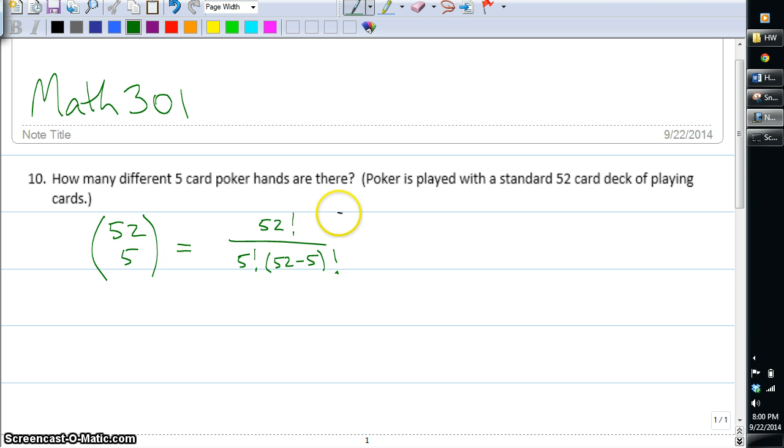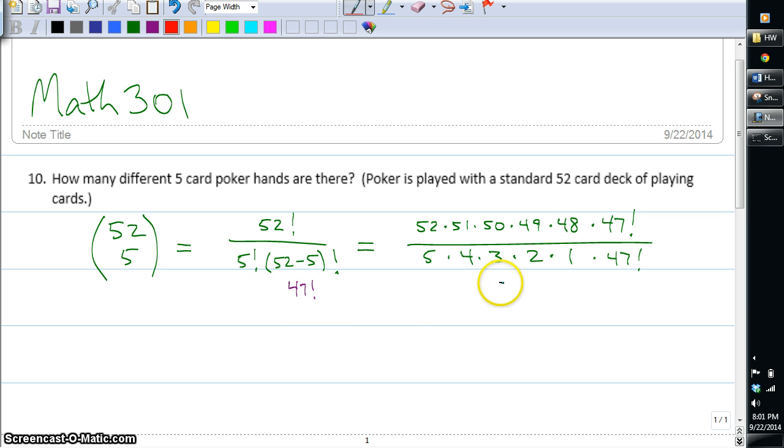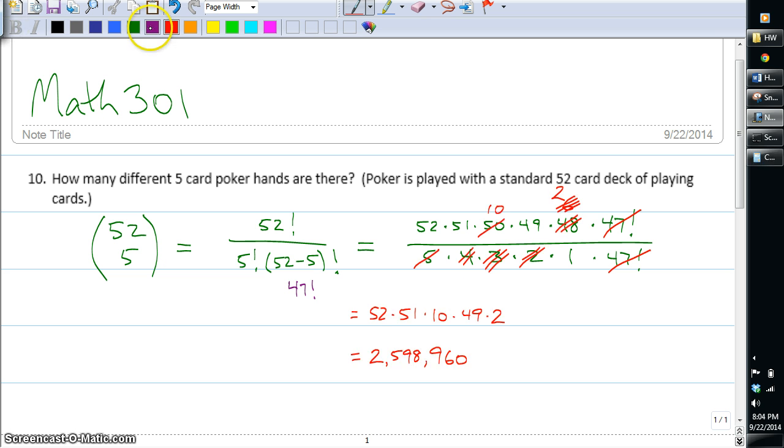which we can expand as 52 factorial divided by 5 factorial times 47 factorial, which if we expand out 52 factorial as 52 times 51 times 50, 49 times 48 times all the numbers up to and including 47, we see that we have 47 factorial as a common factor between the numerator and denominator. And then we actually can find some additional common factors as we finish reducing that.